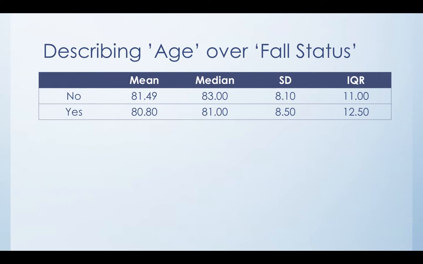Guys, the median for the non-fallers was also a little higher. I look at the standard deviation, 8.5 versus 8.1. That tells me that the variability in age for the fallers is higher than the variability for the non-fallers, and same with the IQR.